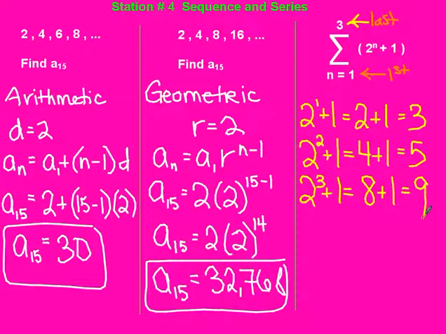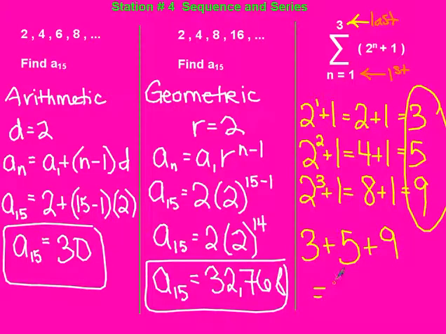Now, I've done a fantastic job generating this sequence. However, sigma means sum. So these terms I created, I'm going to have to add them now. 3 plus 5 plus 9. The sum is the answer I'm looking for, and it's 17.